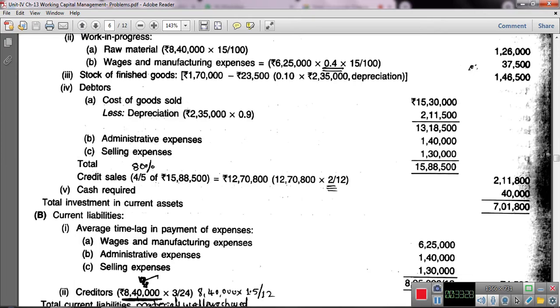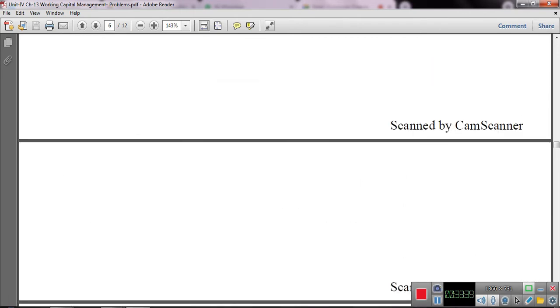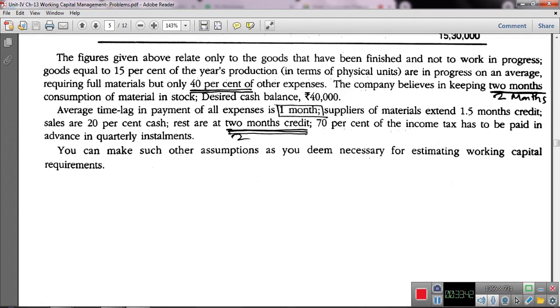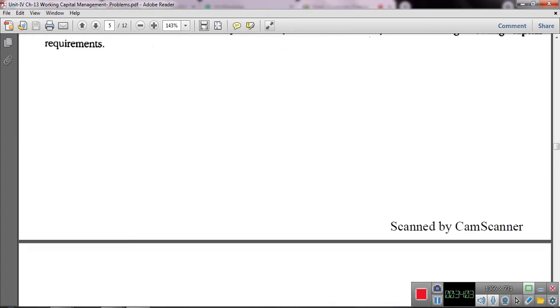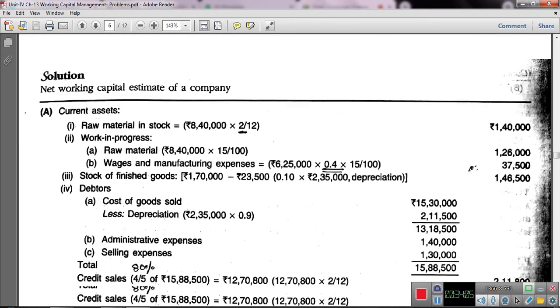And now the credit sales. Remember it is mentioned in the problem that 20% of the goods sold are on cash basis. So sales are 20% cash. Indirectly, it means 80% of the sales are on a credit basis. So while estimating the debtors, you have to estimate only 80%, which are credit sales. So you should pay attention to all this information given in the problem.